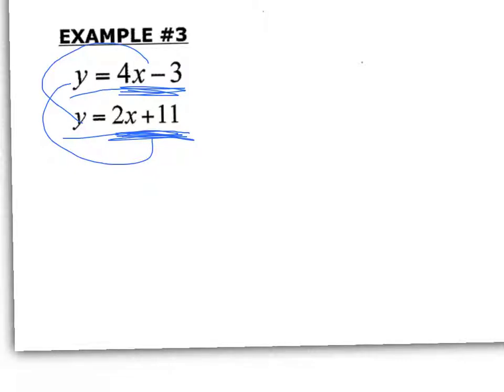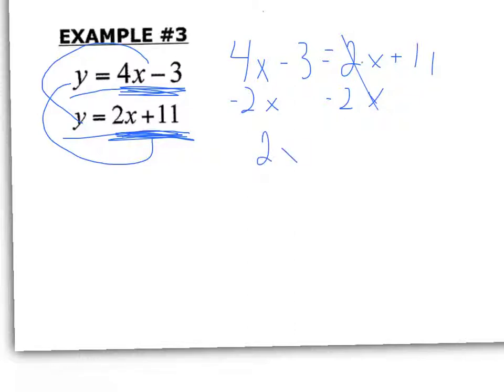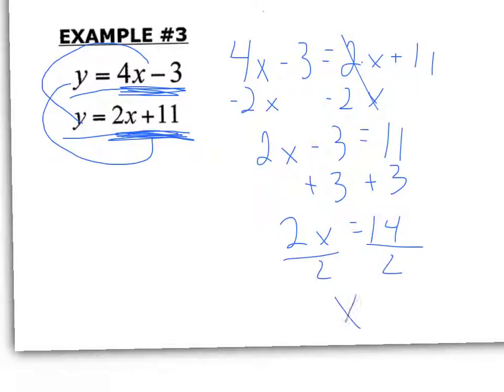And so if we write that, we get 4x minus 3 equals 2x plus 11. And then we have a variable on both sides equation. So we would subtract 2x on both sides. Those x's go bye-bye. 4 minus 2 is 2x minus 3 equals 11. Then we have to undo subtraction with addition. And that gives us 2x equals 14. And of course, we undo multiplication with division. And that gives us x equals 7. Okay, so that gives us half of our solution.